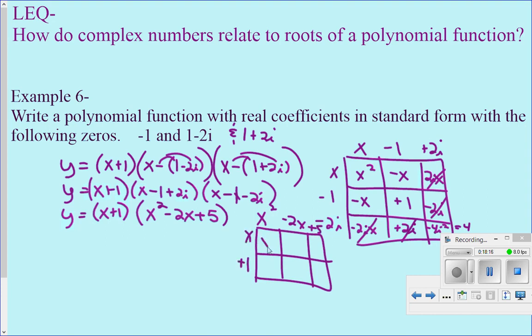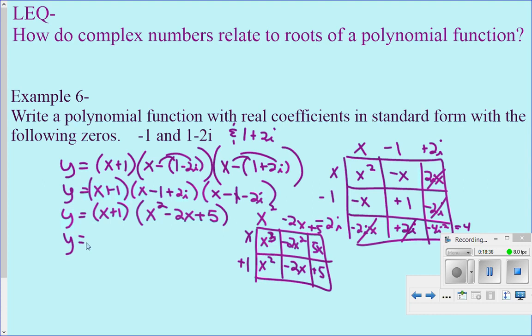X times x is x squared. Or I'm sorry, it's x times x squared is x cubed. X times negative 2x is negative 2x squared. X times 5 is 5x. 1 times x squared is x squared. 1 times negative 2x is negative 2x. And 1 times 5 is 5.